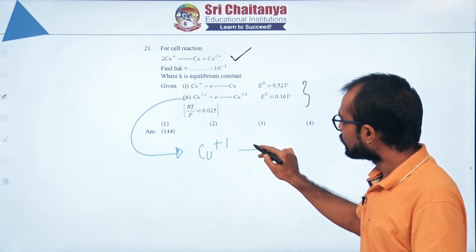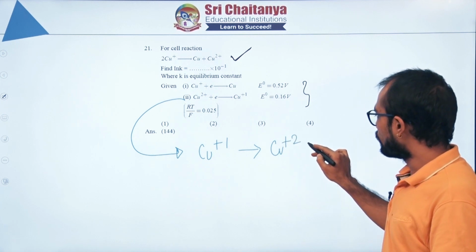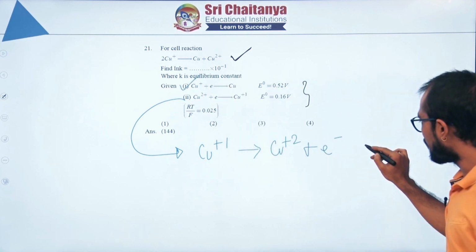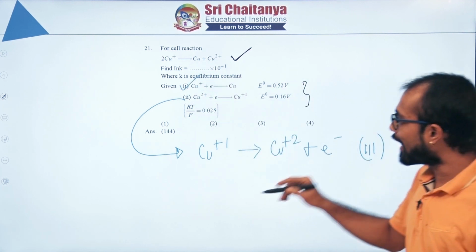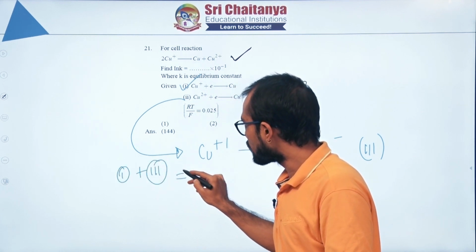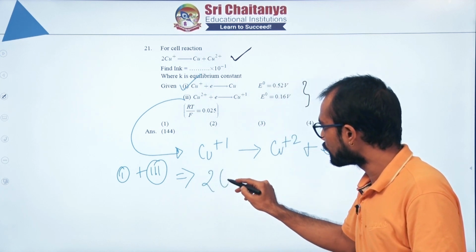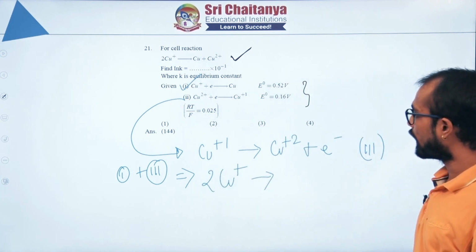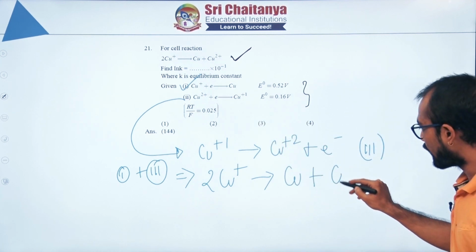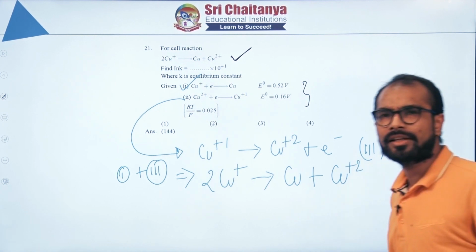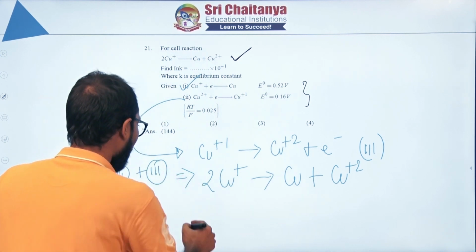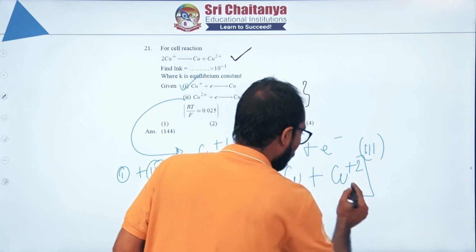Copper plus 1, copper plus 2, and this is my electron. Now this is my first reaction, and now I have reversed it and I am calling it the third reaction. Now if I add 1 and 3, what will I get? I will get 2 Cu plus, and the electron will get cancelled out. I will get copper and I will get copper plus 2. Now this is a disproportionation reaction of copper. It is given in your D block. If you see the NCERT clearly, this reaction is given in your D block NCERT part.